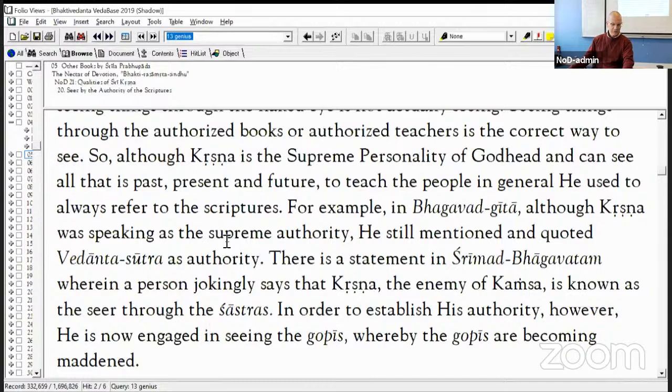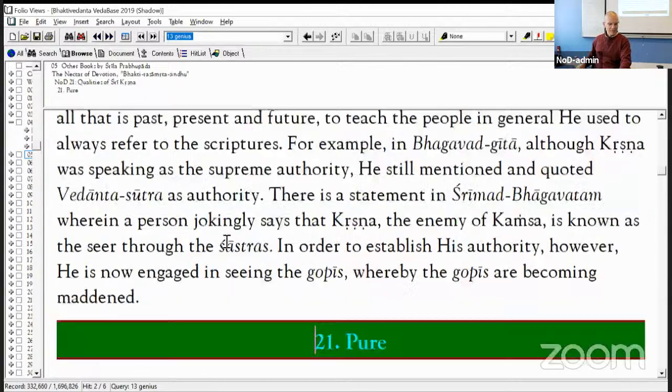But also, here is a joke, apparently from the Bhagavatam, although I can't remember this verse. Maybe we should find the Bhakti Rasamrita Sindhu. It jokingly says that Krishna, the enemy of Kamsa, is known as the seer through the Shastras. In order to establish his authority, however, he is now engaged in seeing the gopis, whereby the gopis are becoming maddened. Hare Krishna.